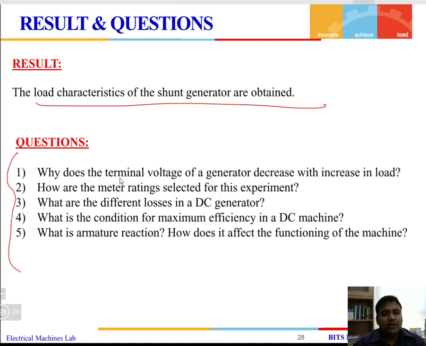experiment. Why does the terminal voltage of a generator decrease with increase in load? How are the meter ratings selected for the experiment? What are the different losses in a DC generator? What is the condition for maximum efficiency in a DC machine? What is armature reaction and how does it affect the performance of the machine?